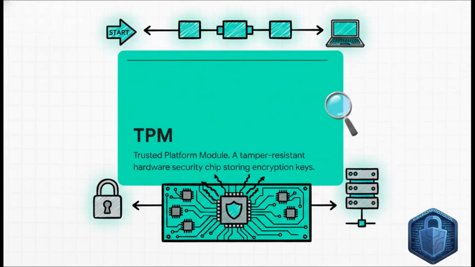Alongside UEFI, you likely have a TPM, a Trusted Platform Module. Now, this isn't software. It's a physical, tamper-resistant hardware security chip soldered directly onto your motherboard. The TPM has some incredibly critical jobs. It stores your encryption keys for things like BitLocker, it verifies the integrity of the boot chain, and it seals data so that it physically cannot be extracted if, say, someone steals your laptop.